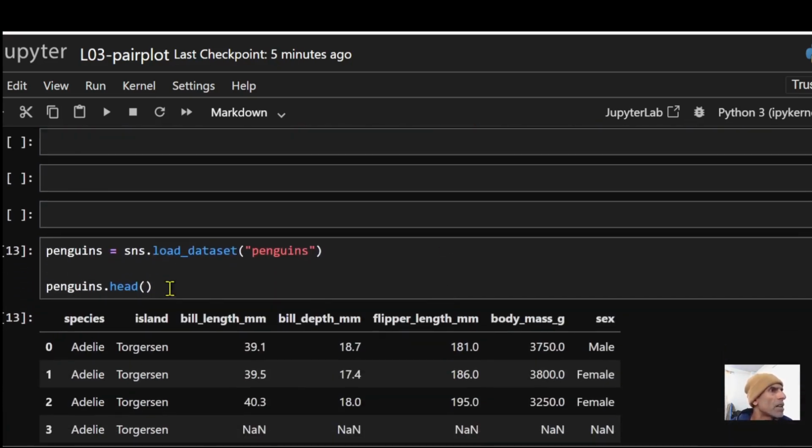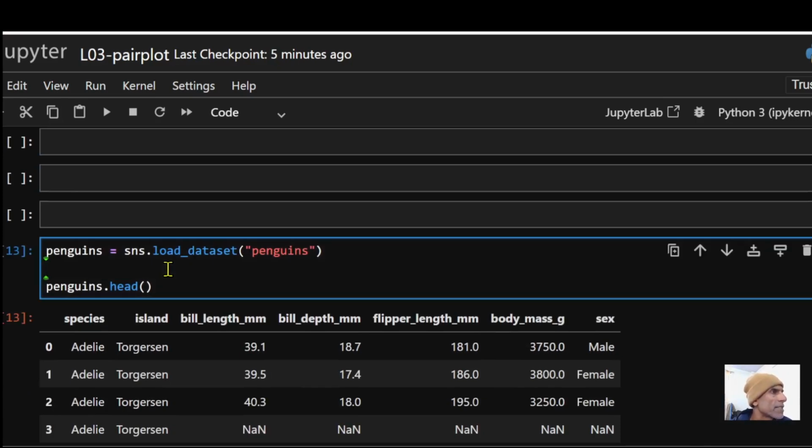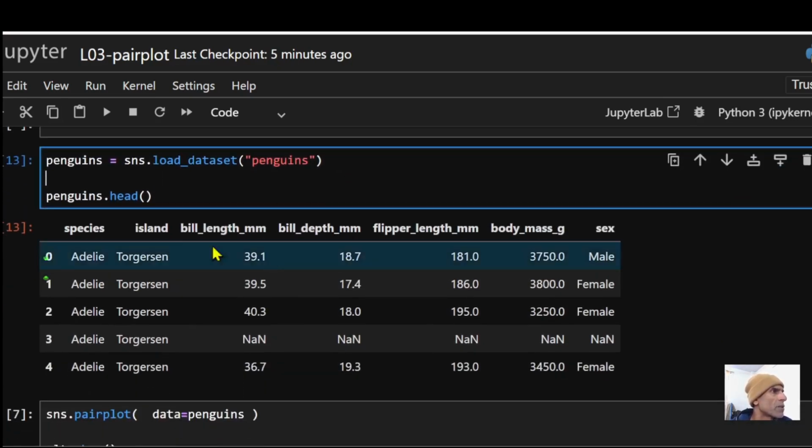All right. Now let's understand this through another data set. In this case, I'm using the penguin data set. So let's print out the penguin data set, and this is the species, island, bill length, bill depth, flipper length, and body mass in grams, and the gender of the penguin.